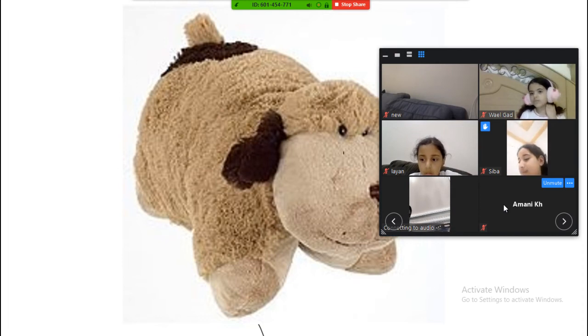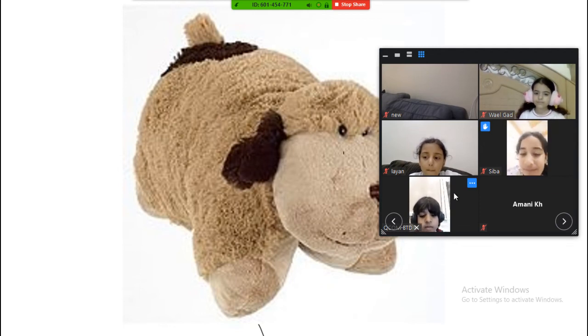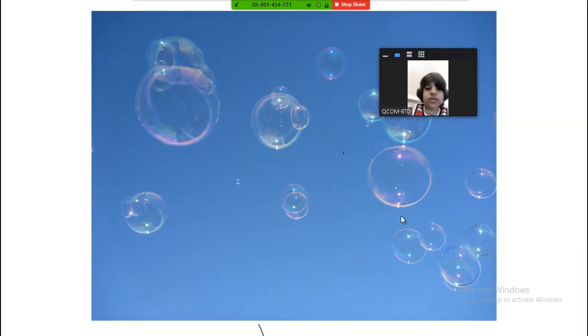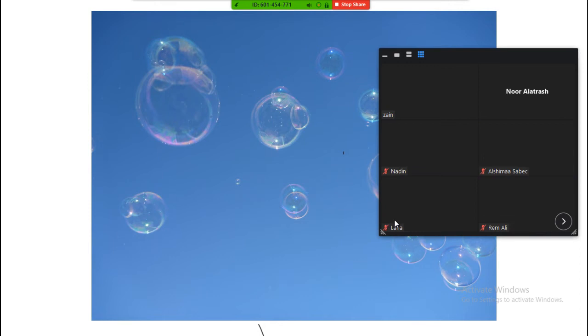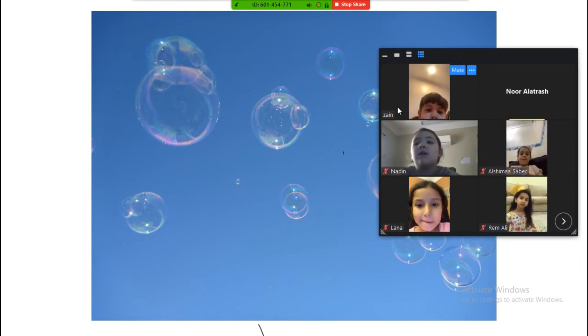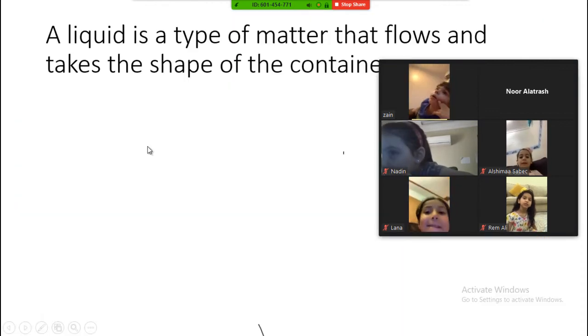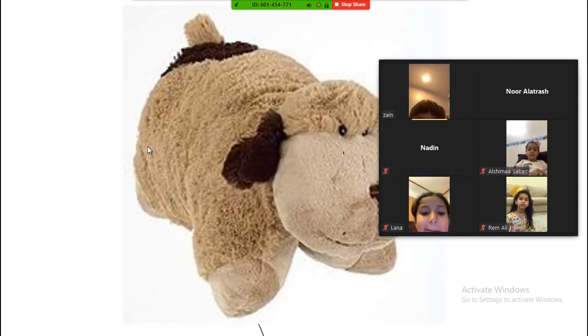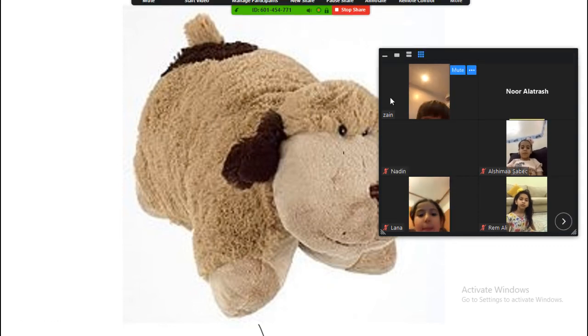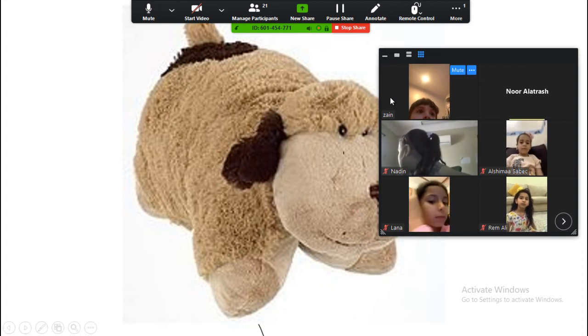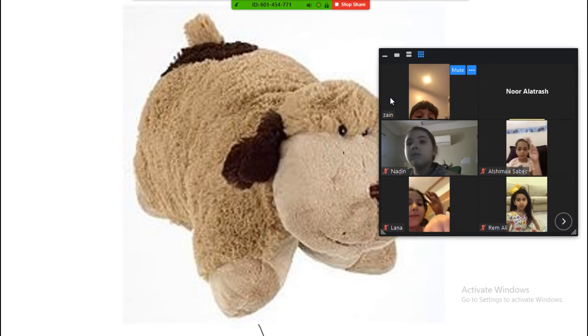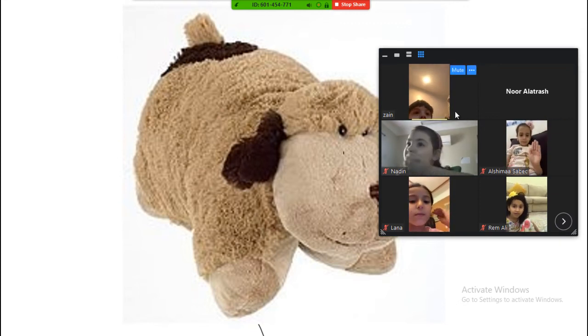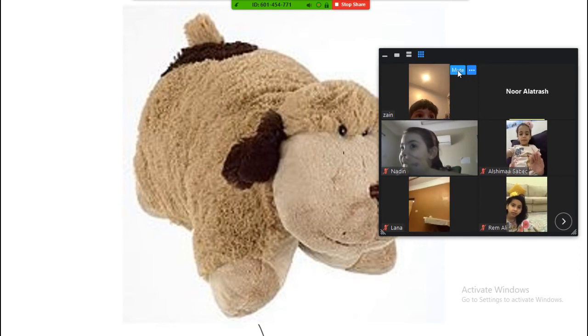Why, Zain? You told us it's a solid. Because it has what? It has something inside it. That's not a good answer. Can you think again? You said it's a sheep. It looks like a sheep. So it has what? It has cotton. Cotton, that's good. But somebody else, why is this a solid?